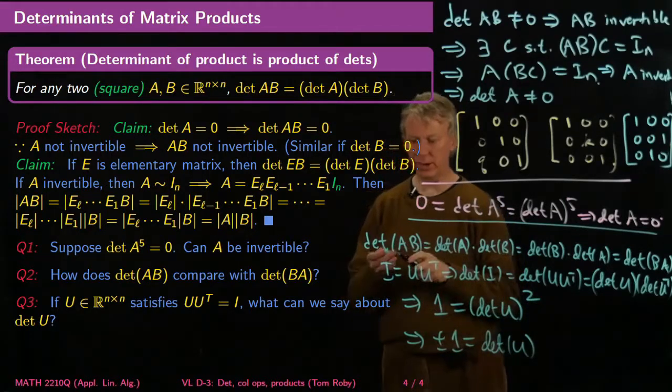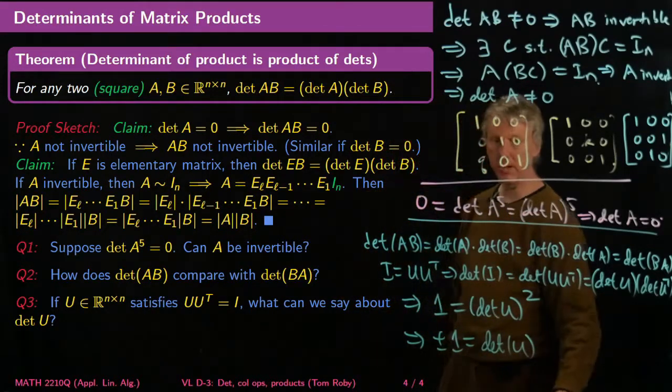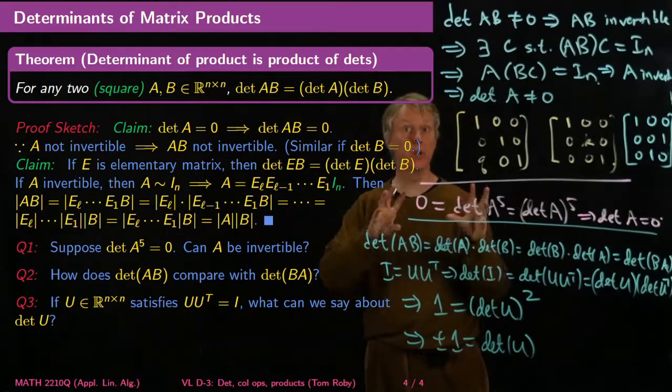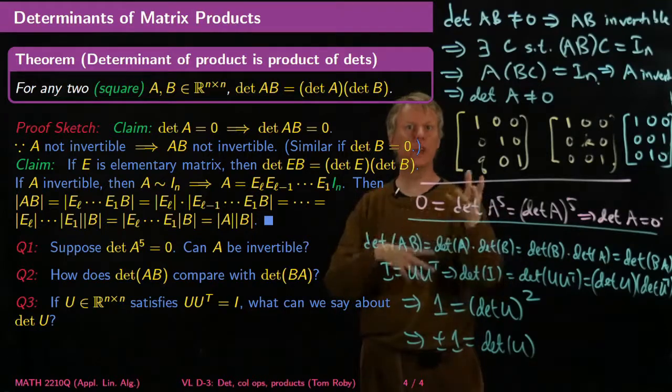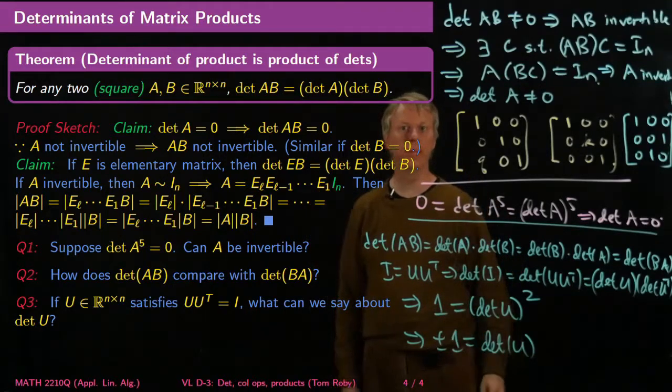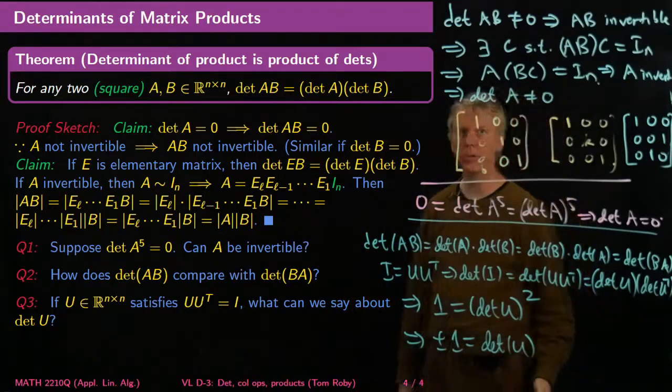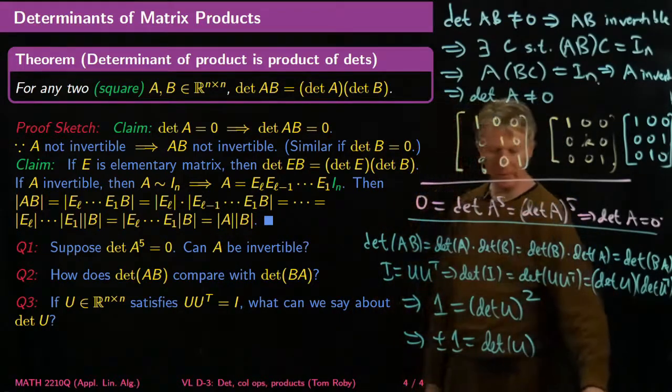Okay? So the determinant of an orthogonal matrix has to be plus or minus 1, and that actually is saying something geometrically, that the orthogonal matrices don't stretch or shrink things when you think of them as linear transformations from Rn to Rn. We'll talk a little bit more about that in upcoming video lectures.